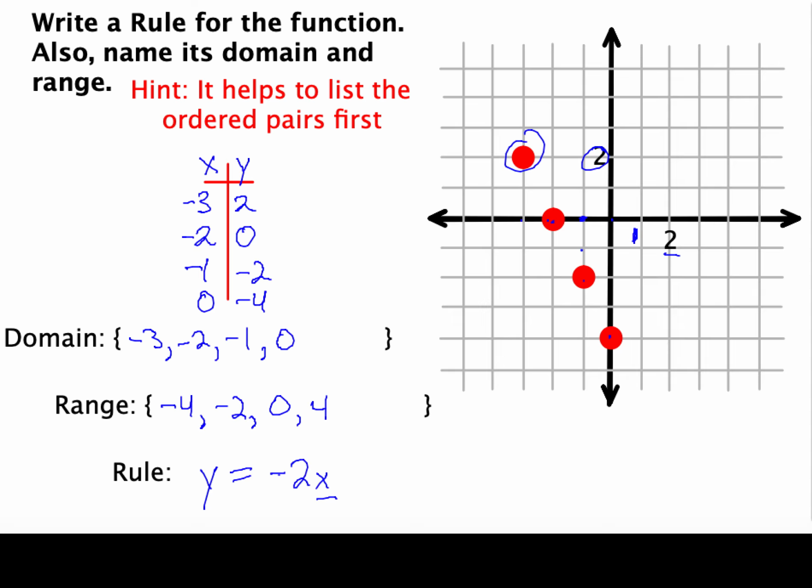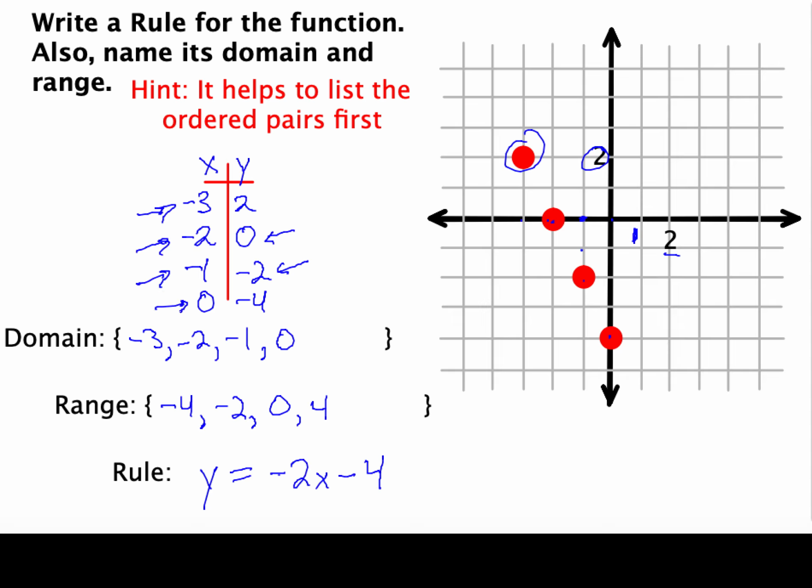We decreased by 2. Only problem there is, again, if I plug in that -3, -3 times -2 would have been 6. I'm 4 too high. But let's see if that works for the next one. -2 times -2 is 4, which again is 4 higher than 0. -1 times -2 would have been 2, which is 4 higher than -2. Well, if I'm 4 units too high every time, why don't we just subtract 4? Now let's see if it works.